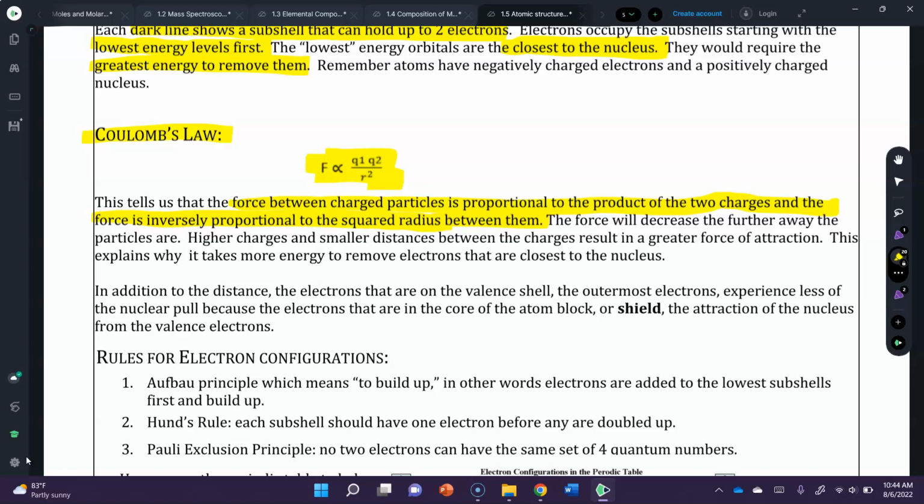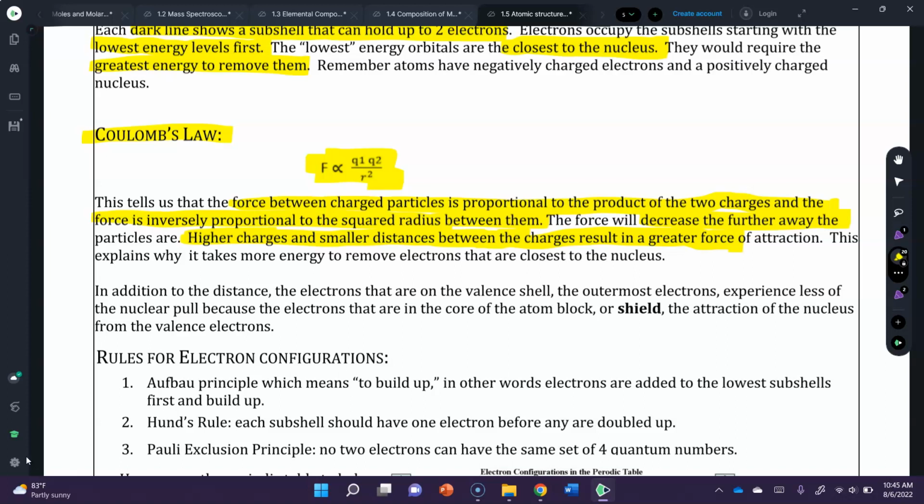Okay, so the force decreases further away, and higher charges and smaller distances result in greater forces of attraction, as long as those charges are opposite. If you take physics, it might be different, because they look at different types of charged bodies. This explains why it takes more energy to remove electrons that are closer to the nucleus. They are closer to a charged body, and so they are held more tightly and require more energy to overcome that attractive force.